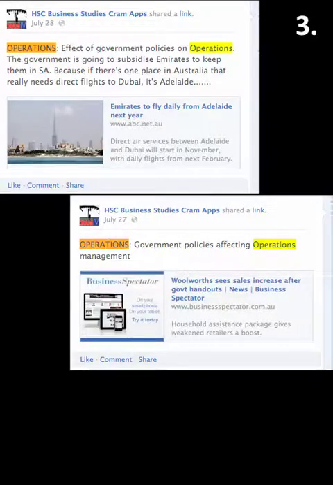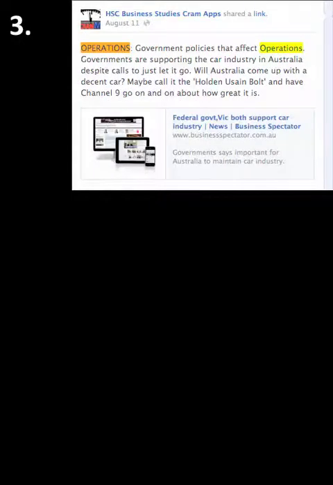Also, Woolworths, when they handed out all that money, the Woolworths really just pocketed most of it from Australians. They saw their sales increase after the government handouts. They also need to realise what happens when the government handouts stop and what's going to happen to their sales there. Along the same lines, you've also got government policies about the car industry in Australia.